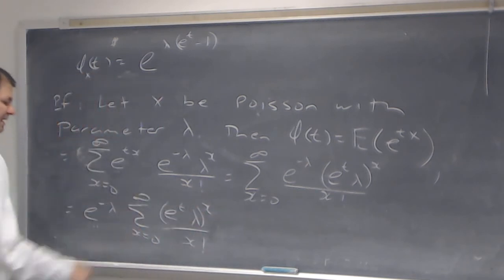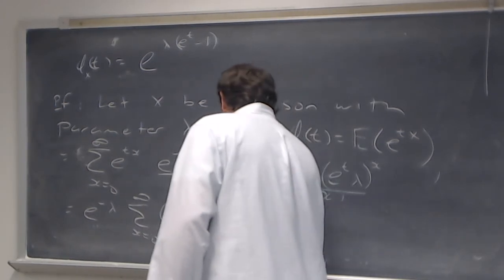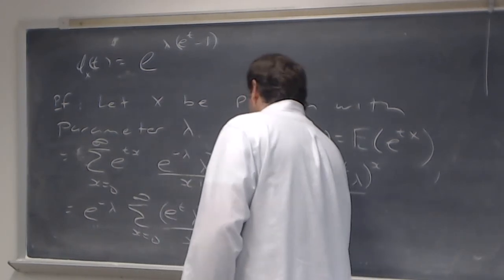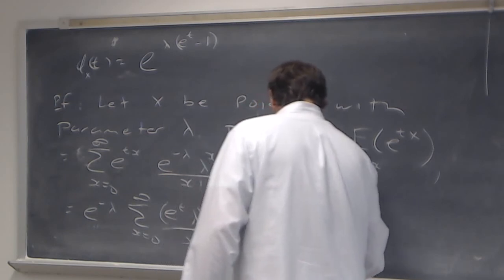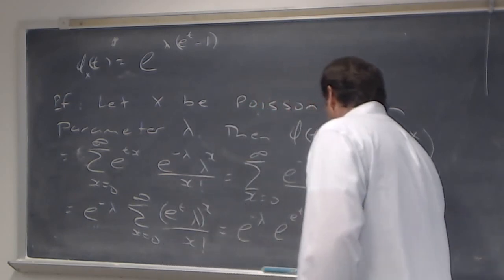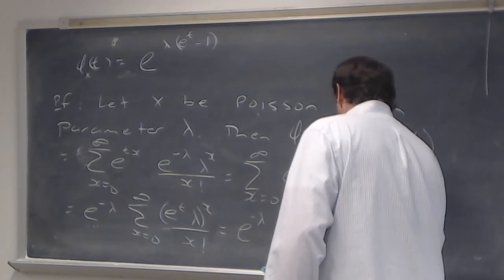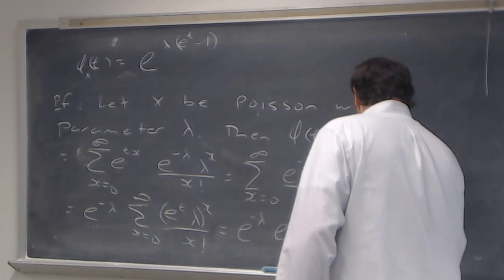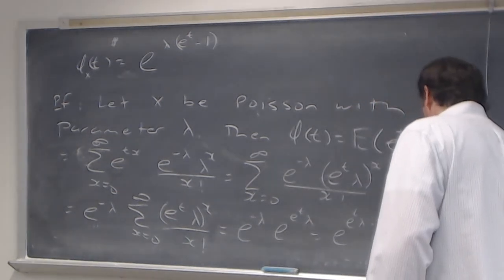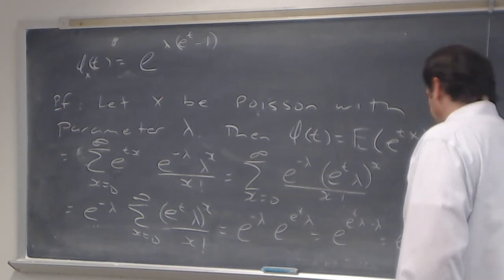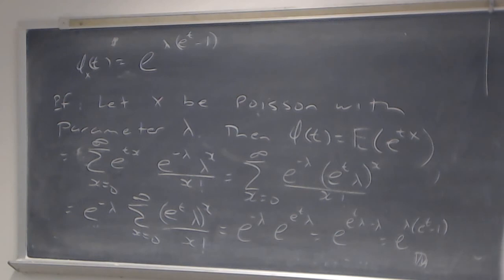The summation part is the Taylor series expansion for e to some quantity. As a matter of fact, it's e to this quantity, e to the t lambda. And so we can add these exponents, and I get e to the e to the t times lambda minus lambda, which we can factor out lambda and get e to the lambda times the quantity e to the t minus 1, and that's what we said it would be. So that's its proof. Again, a computational proof.